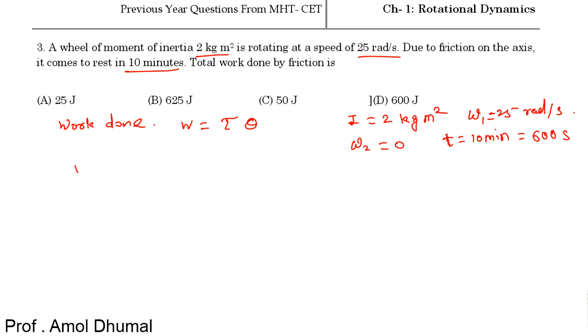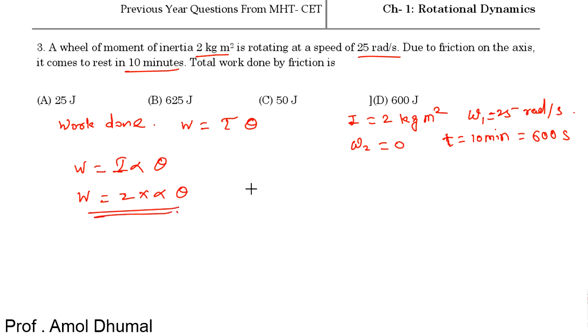So let us put the values. Work W is equal to, the torque tau is I into alpha, moment of inertia into angular acceleration, into theta. I alpha into theta, okay, where I is the moment of inertia of the wheel. Therefore we can write W is equal to 2 into alpha into theta, which is the value of work.